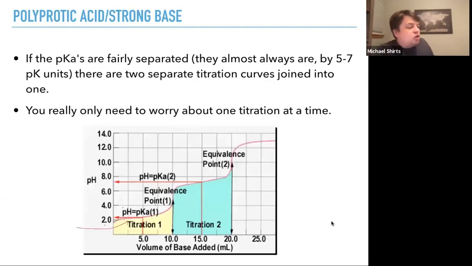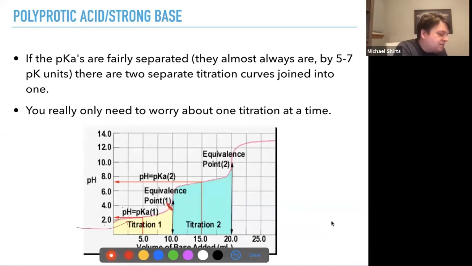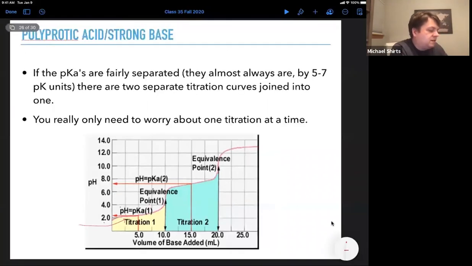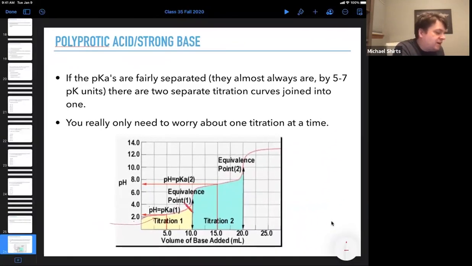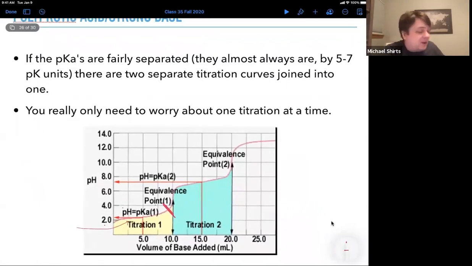All right, so the good thing is most of the work is already done. If the pKa's are fairly separated, and they almost always are by 5 to 7 pK units, even if it's only like 3 pK units, you can pretty much treat it as two titration curves joined into one. So you really only need to worry about one titration at a time, right? Up through this point here, you just treat it as a weak acid problem with the pKa being pKa1.